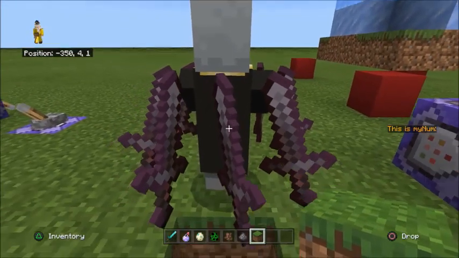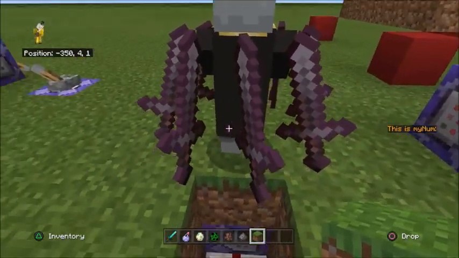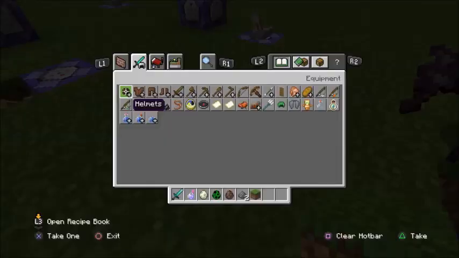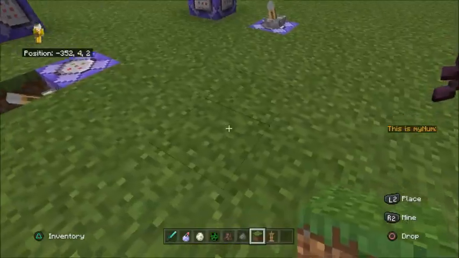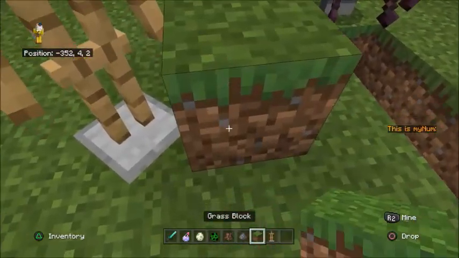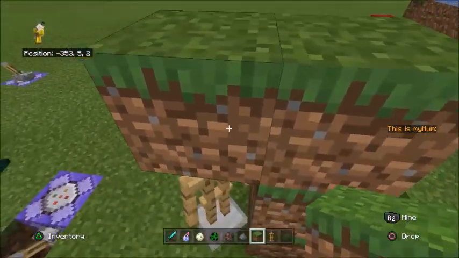It reminds me of the Sword Dance ability from Pokemon. I thought that was pretty cool. Comment below if you remember Sword Dance from Omega Ruby.